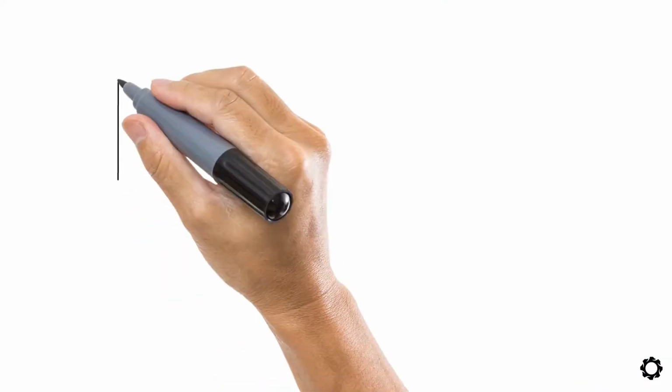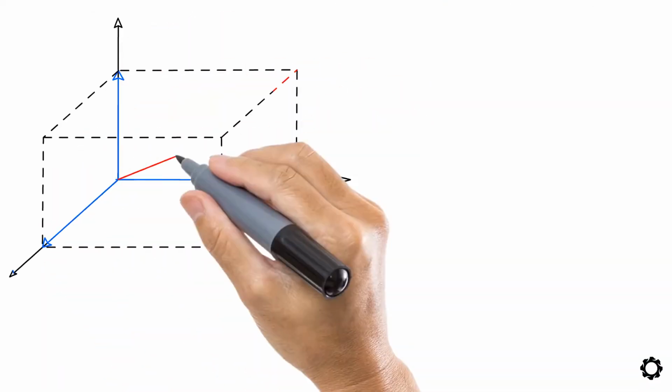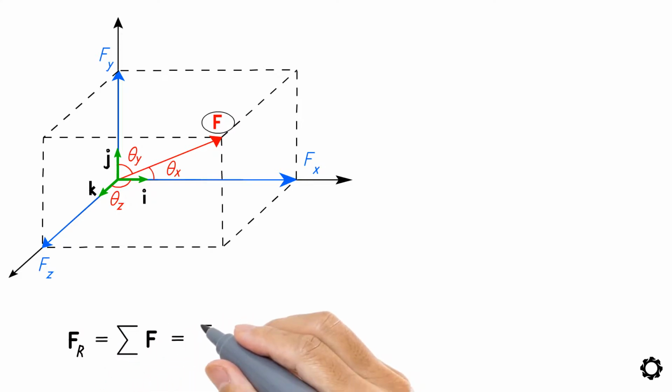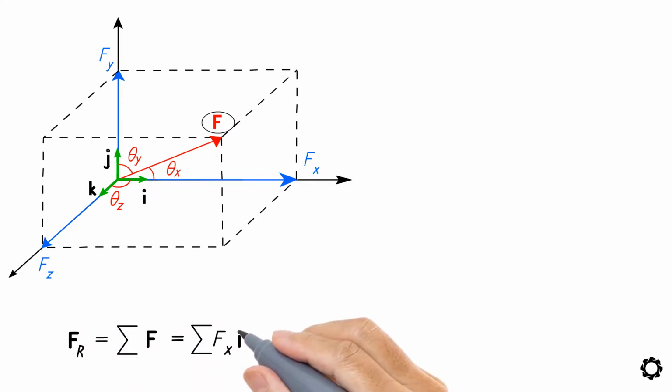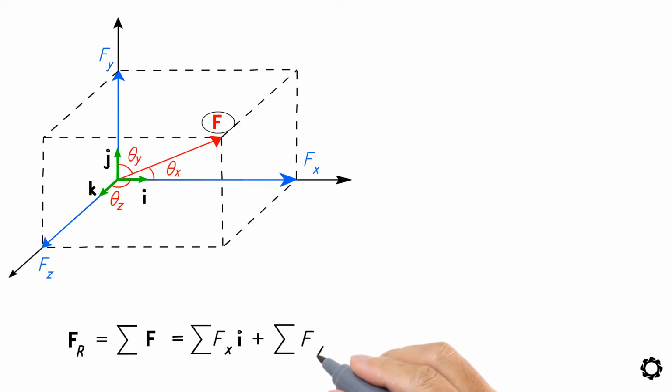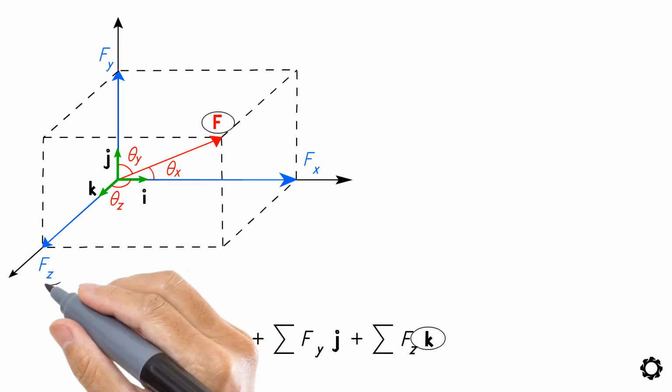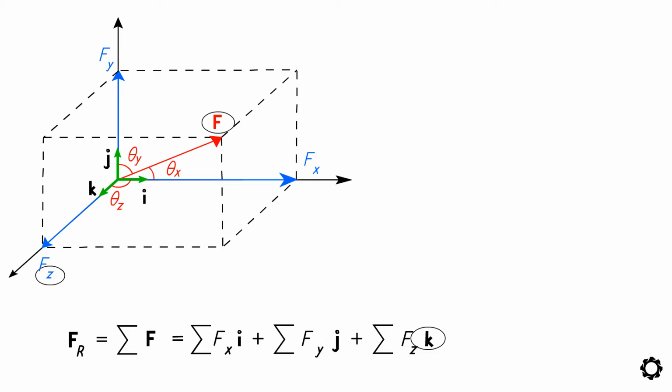In three-dimensional problems, we usually use Cartesian vector notation, in which case the resultant force vector can be written as follows. Fr equals summation of F equals summation of Fx times i plus summation of Fy times j plus summation of Fz times k. Notice that we added the k Cartesian unit vector into the equation to represent the z direction because this is a three-dimensional case.